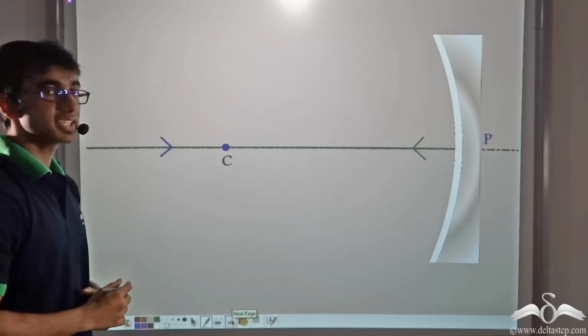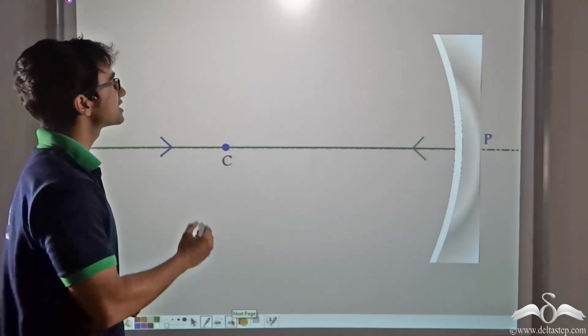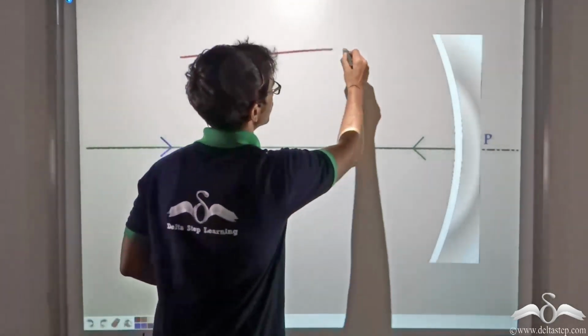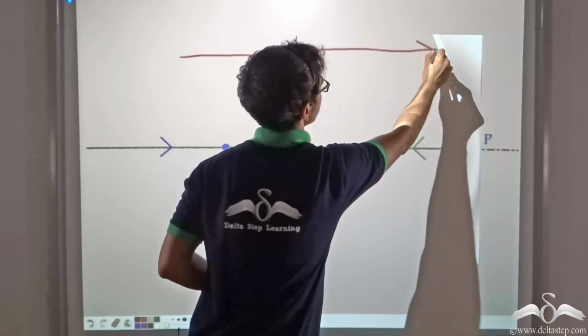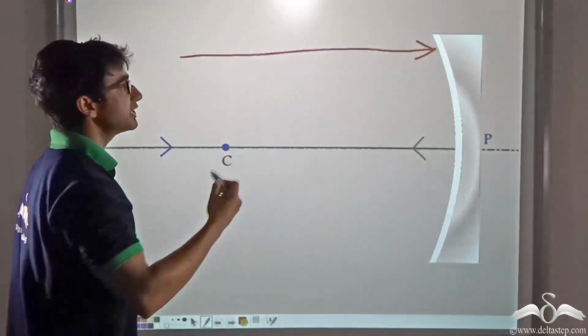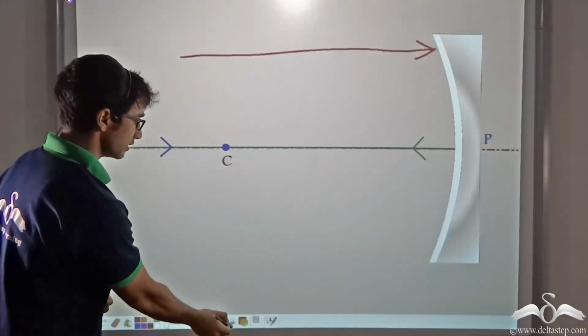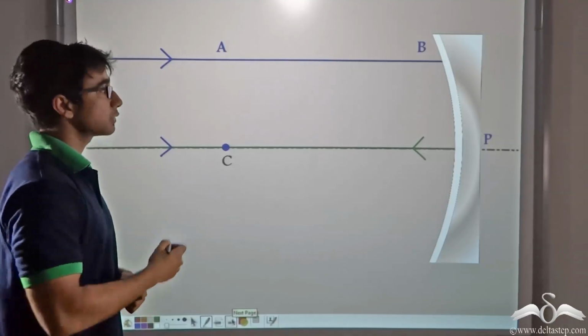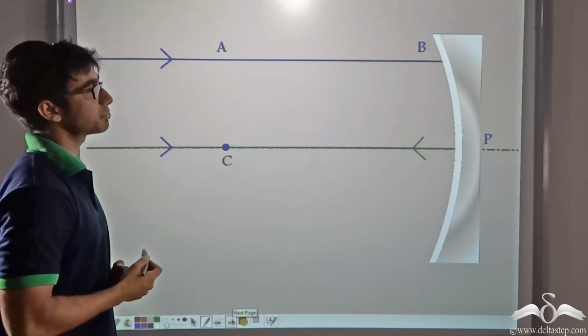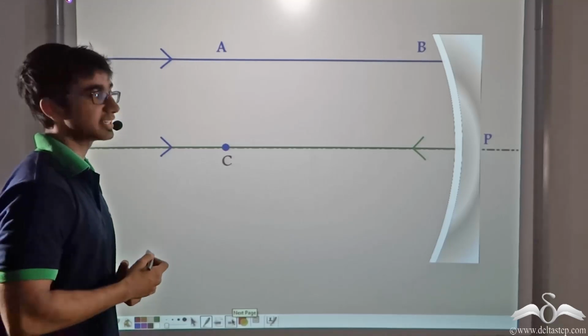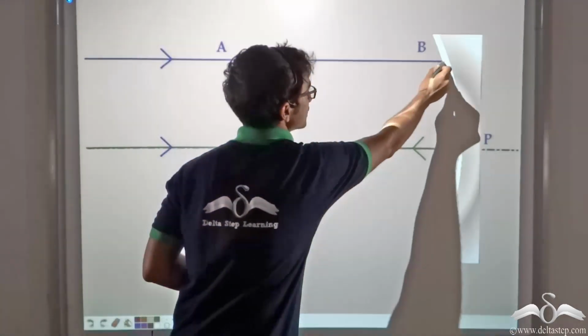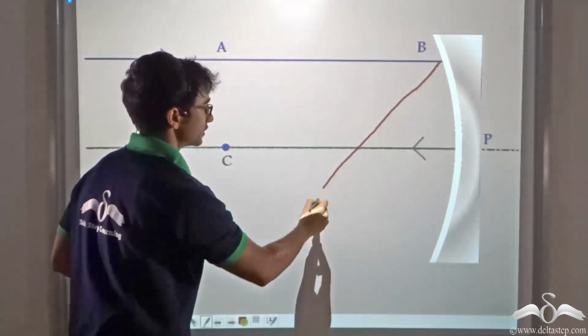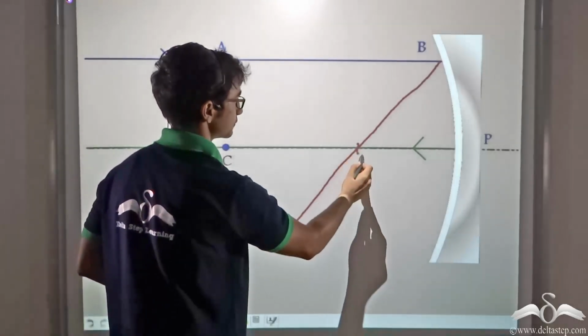Now we consider another ray. This ray will be parallel to the principal axis. After being incident on the concave mirror, this ray will be reflected. Since this ray is parallel to the principal axis, it will be reflected through the focus of the concave mirror.